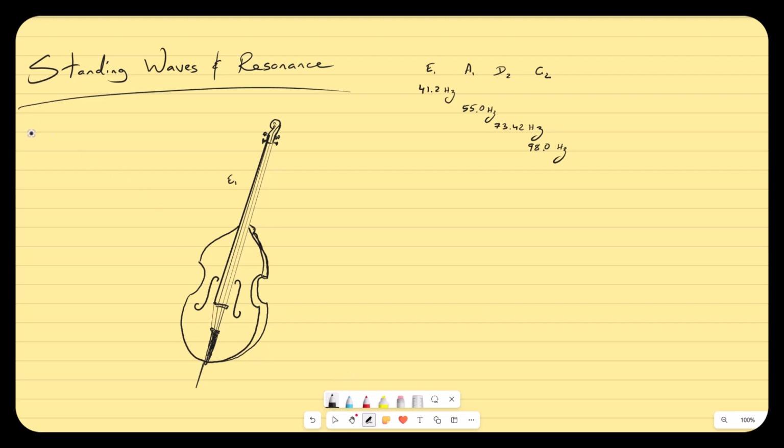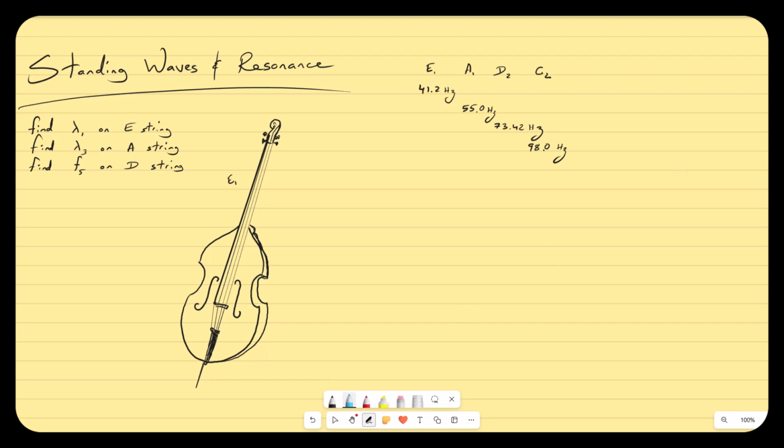Let's find the fundamental wavelength on the E string. We can find the third harmonic wavelength on the A string. Maybe we can find the frequency of the fifth harmonic on the D string. So we've got a couple of things.